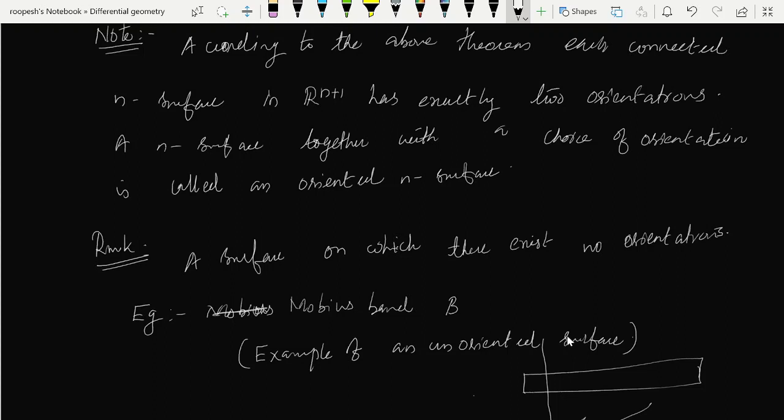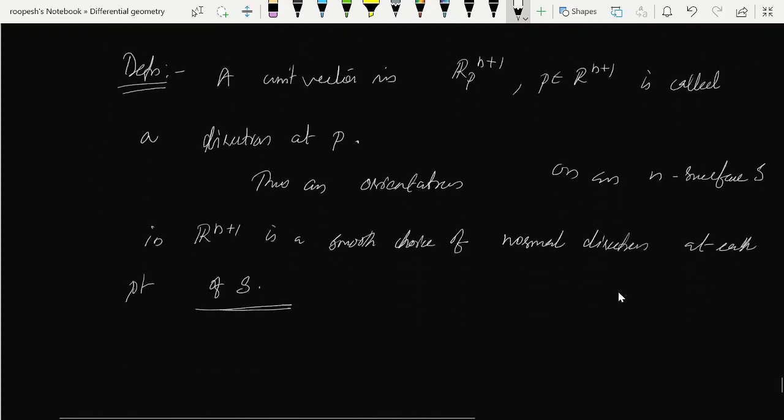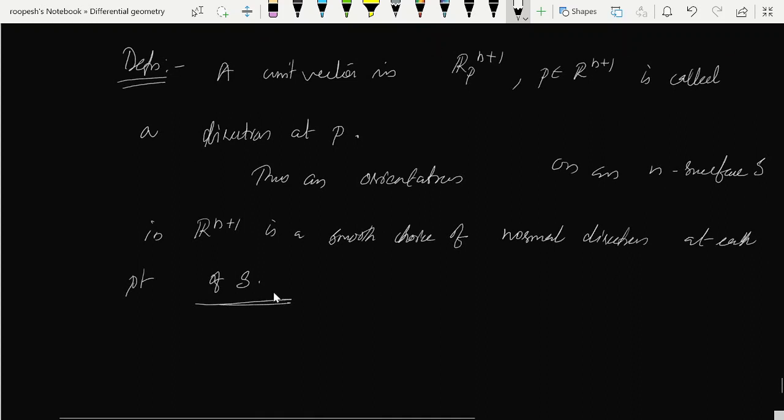Then the last one we are saying is that now we can modify our definition of orientation as the smooth choice of a normal direction at each point of the surface. So with this I am winding up today's session here.